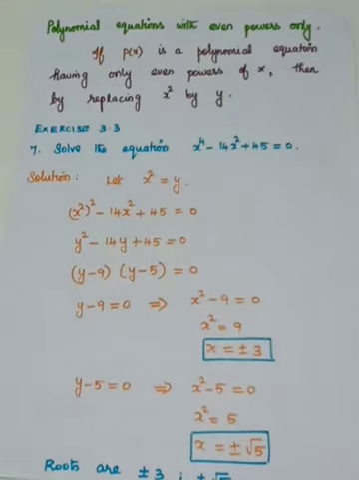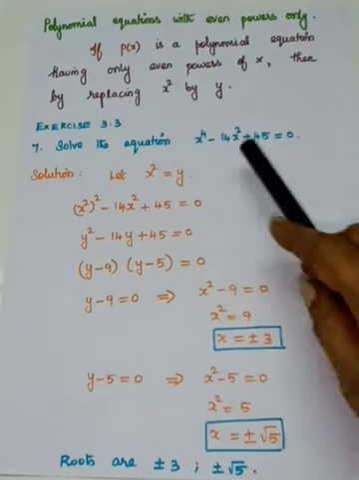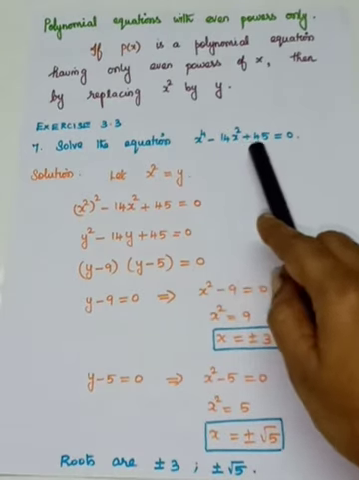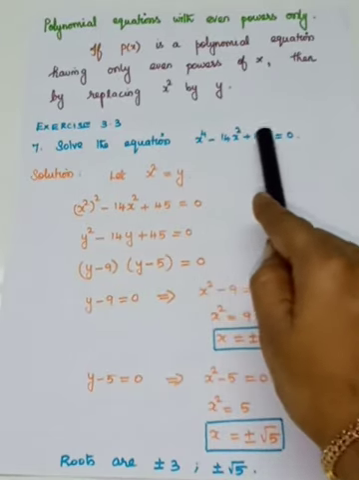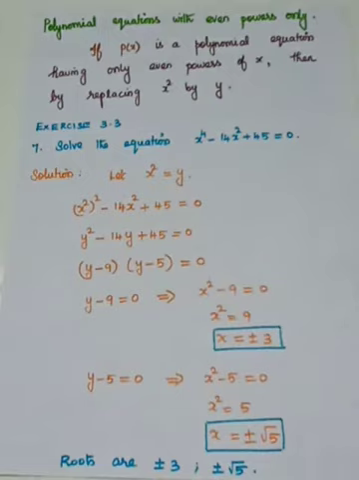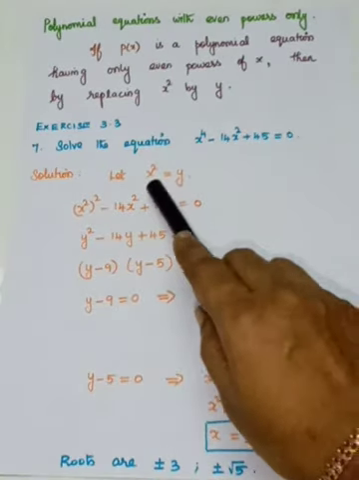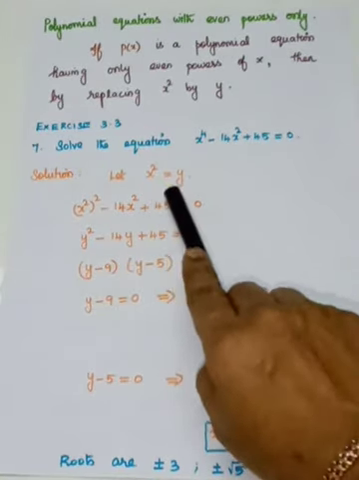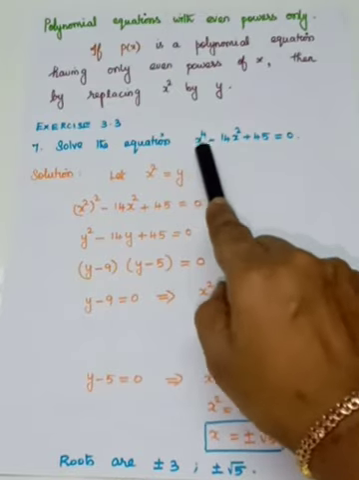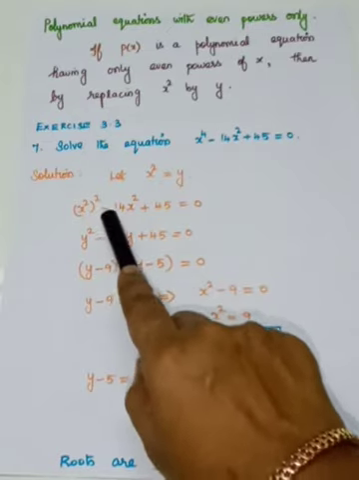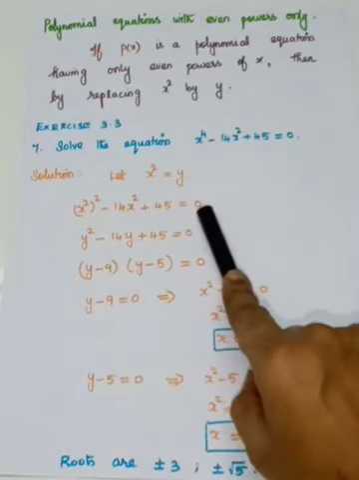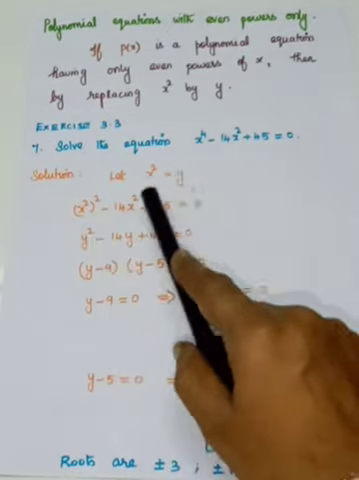Take exercise 3.3, 7th problem: x power 4 minus 14x squared plus 45. You see the powers here: 4, here 2 and here x power 0. So they are all even powers. So if even powers come, you have to substitute x squared equal to y. So x power 4 you can write as x squared the whole squared, minus 14x squared plus 45 is equal to 0. In the place of x squared, you substitute y. So it is y squared minus 14y plus 45 is equal to 0.